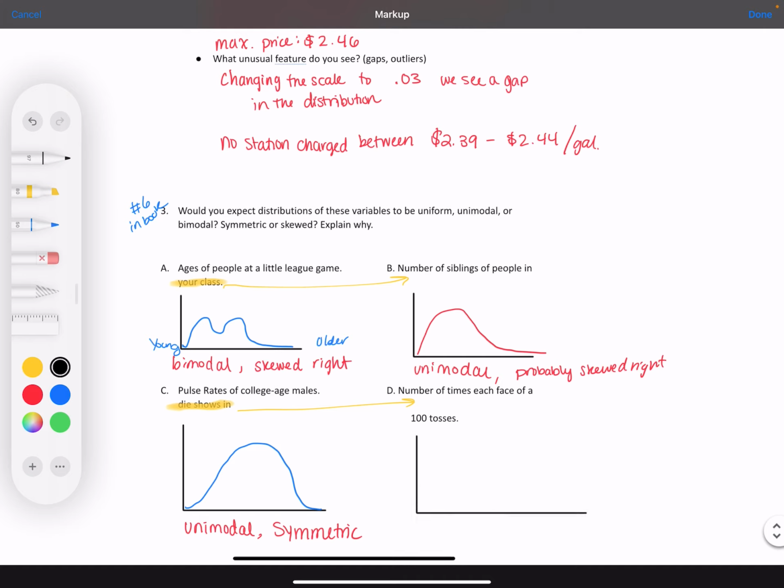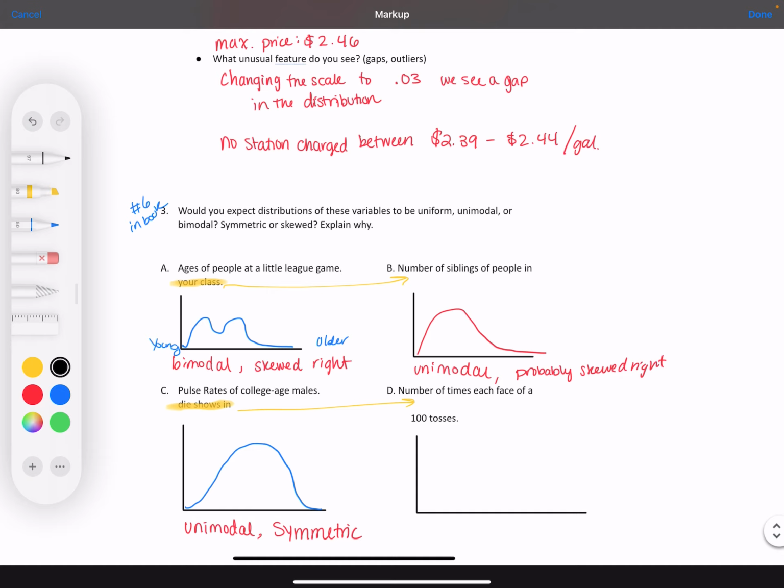All right. Number of times each face of a die shows in 100 tosses. A die, 1 through 6. This is not going to be symmetric. I give up. Okay, in theory, it should be uniform. If you roll a fair die 6 times, it should be uniform. You should get a 1 how many times? One. A 2 how many times? One. A 3, one. A 4, one. A 5, one. A 6, one. Okay, so they should all be equal.